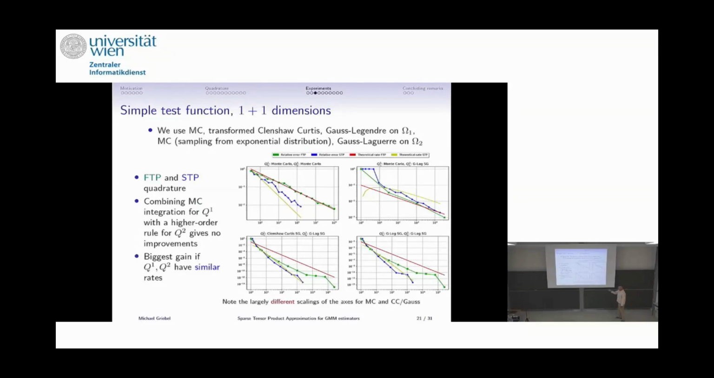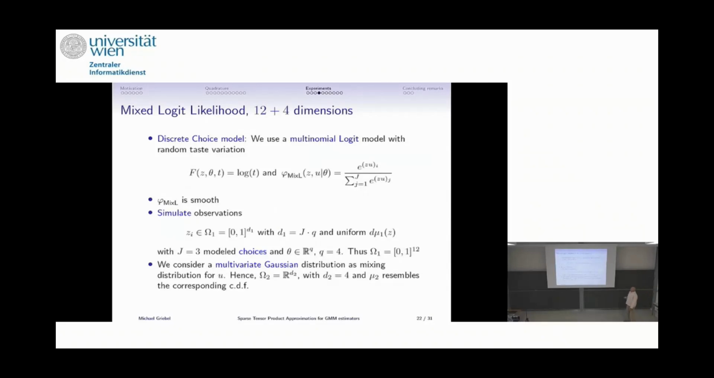Same thing here. And we still have the advantage of sparse grids against full tensor. This factor of 2 shows somehow. Okay. So if we can harvest the higher order, we see that. But we need to be able to harvest that in our system. So combining Monte Carlo with a higher order quadrature does not give any improvement. And the biggest gain is if the two quadratures have the same order. Then this factor of 2, this would be sigma equal 1, and this factor of 2 in the exponent of the rates show. Now let's go to model applications from econometrics.